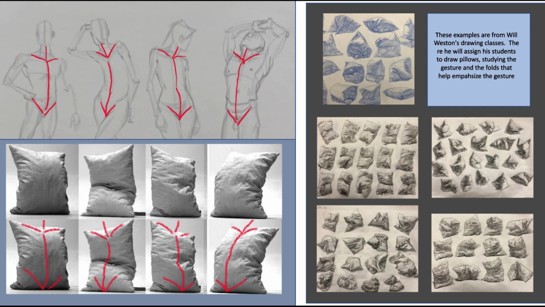So you just pick a pillow and draw it 50 times and try to get it to be as human as possible. And I think you can see, even in these small little examples, how human they get, right? How gestural they look, right? That's partially because of the way they look, and partially because that's what the artist is emphasizing, and it's working really well. So definitely go check out Will Weston's page.